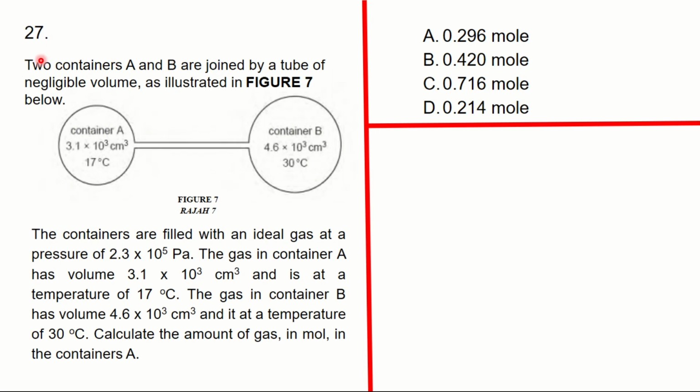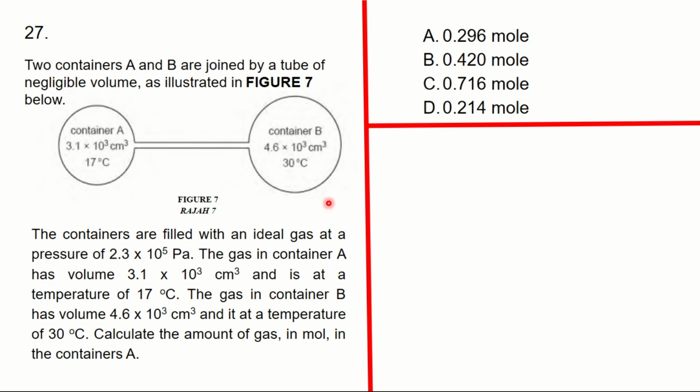Okay, number 27. Two containers A and B are joined by a tube of negligible volume, as shown in figure 7. The containers are filled with an ideal gas at a pressure of 2.3 times 10 to the power of 5 Pascal. The gas in container A has a volume VA equals 3.1 times 10 to the power of 3 cm cube and temperature TA equals 17 degrees Celsius. The gas in container B has a volume VB equals 4.6 times 10 to the power of 3 cm cube and temperature TB equals 30 degrees Celsius. Calculate the amount of gas in mole in container A.